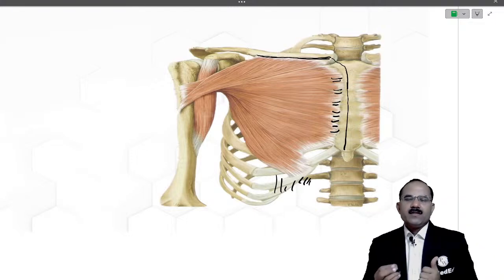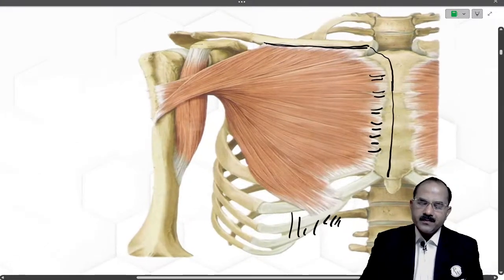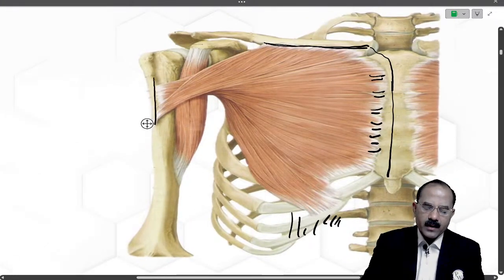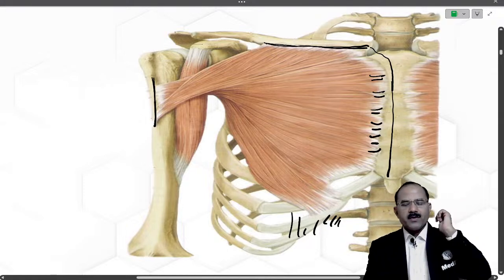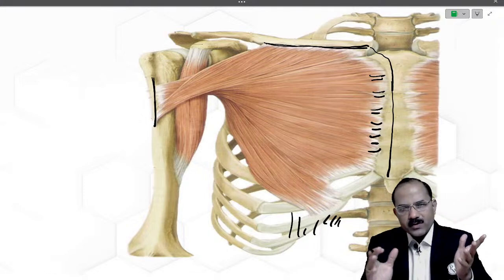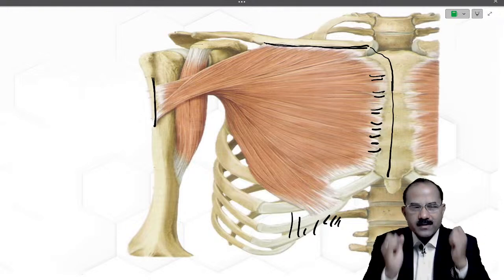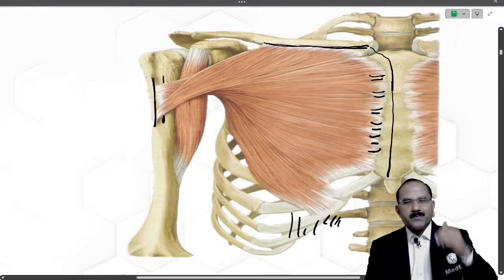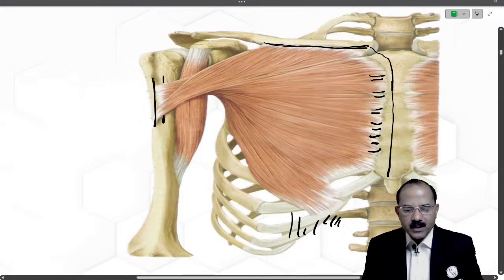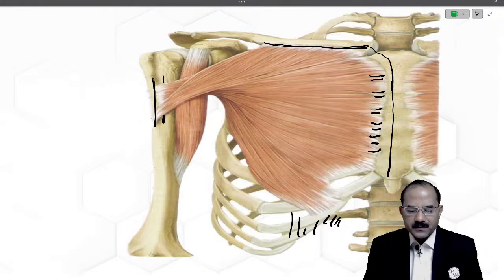Now, where is this muscle inserted? That's the humerus here. This muscle is inserted on the lateral lip of the bicipital groove. Okay, I'll ask you some questions in between. If you can answer, you answer that. Which muscle is attached to the medial lip of the bicipital groove? Yes, come on. The muscle attached to the medial lip of the bicipital groove is?